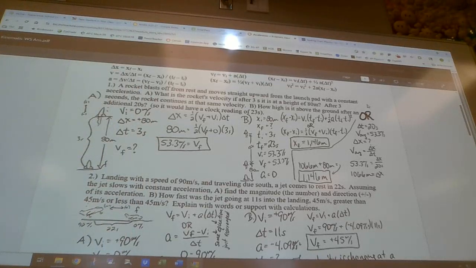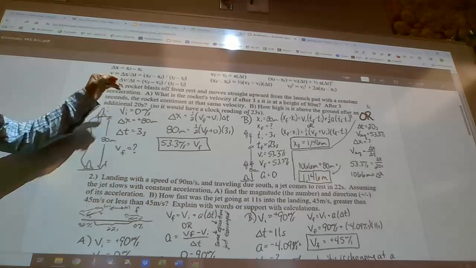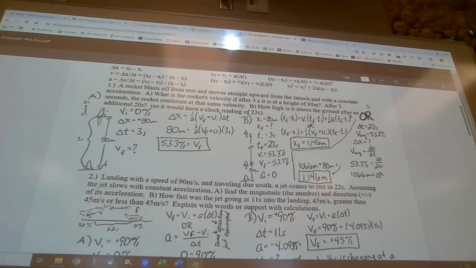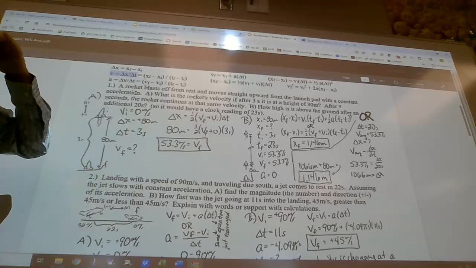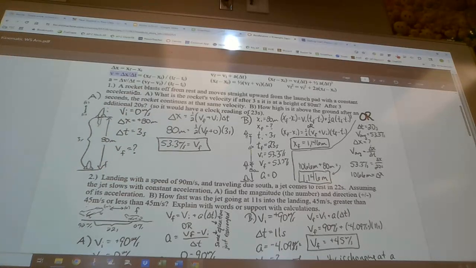All right, so number one, the biggest thing there was that you did not use this equation, the constant velocity equation. Don't use that. You can't use that because the velocity is changing. You have acceleration, so you needed to use a kinematic equation. Then part B, you could do a lot of things.